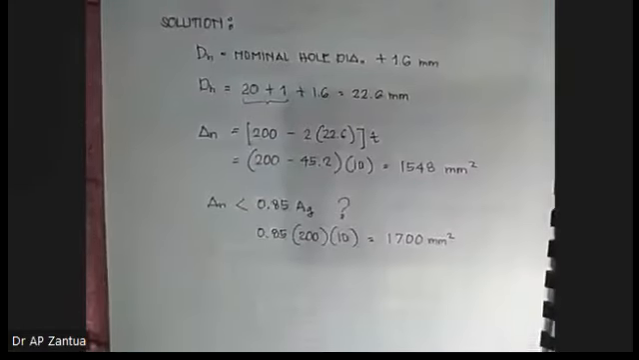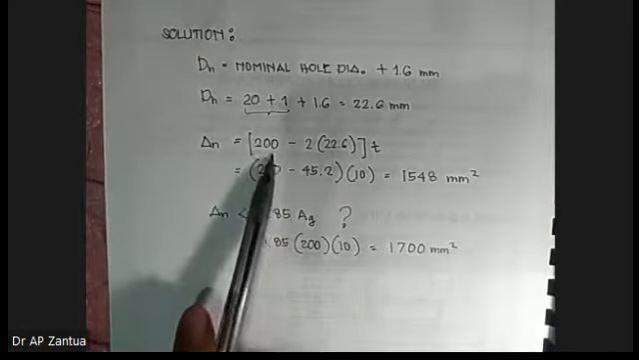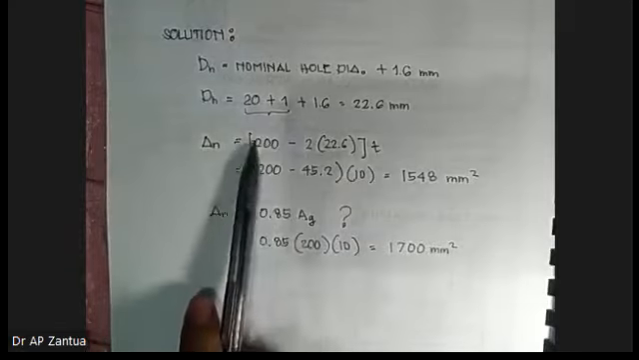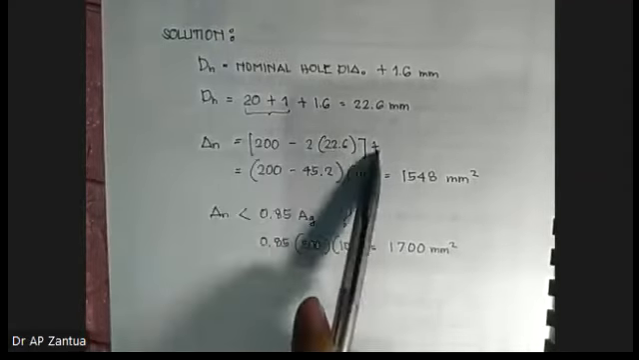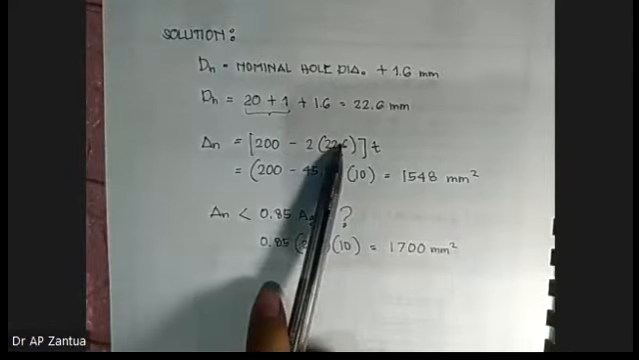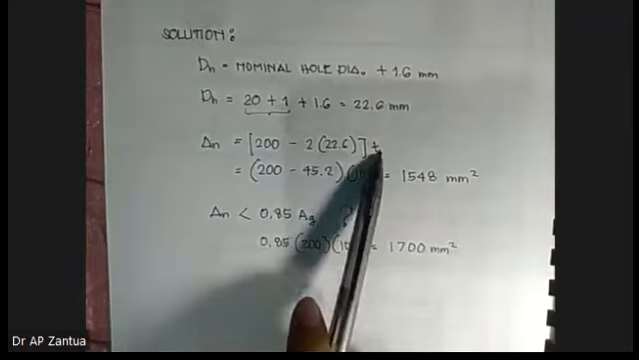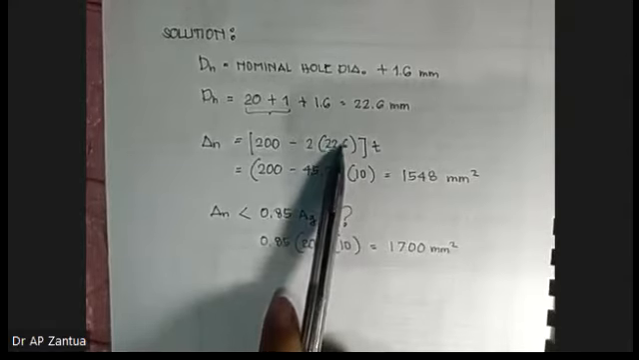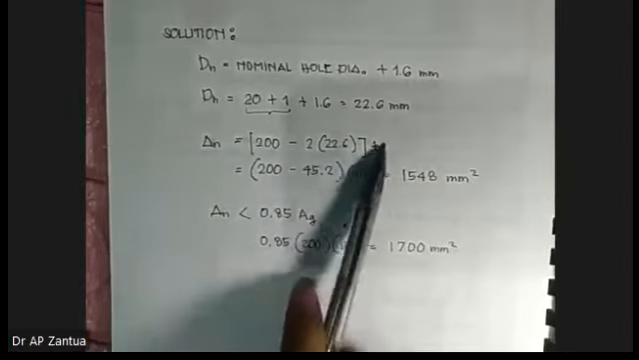Solution. Of course, we have a formula that the gross area is the total length, which is 200 mm, times thickness. 200 T is the gross area, minus the hole area, which is 22.6 times T, that is the hole area. And there are 2 of them, so times 2. That's why we have this following solution.